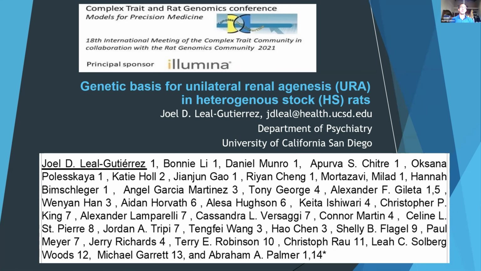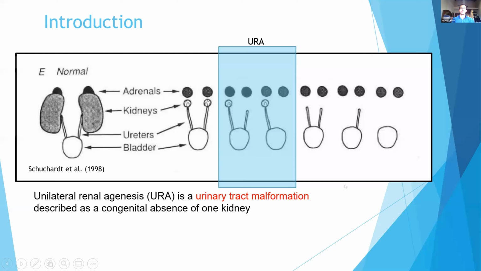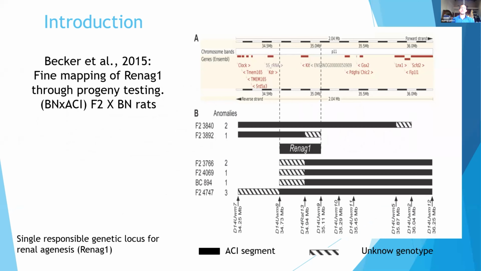Thank you. I'm going to talk about the genetic basis for unilateral renal agenesis in heterogeneous stock rats. URA has been described as a urinary tract malformation, and it's also coupled with some reproductive tract malformations. It's determined as a congenital absence of one kidney. Previously, a locus associated with this specific phenotype has been reported.